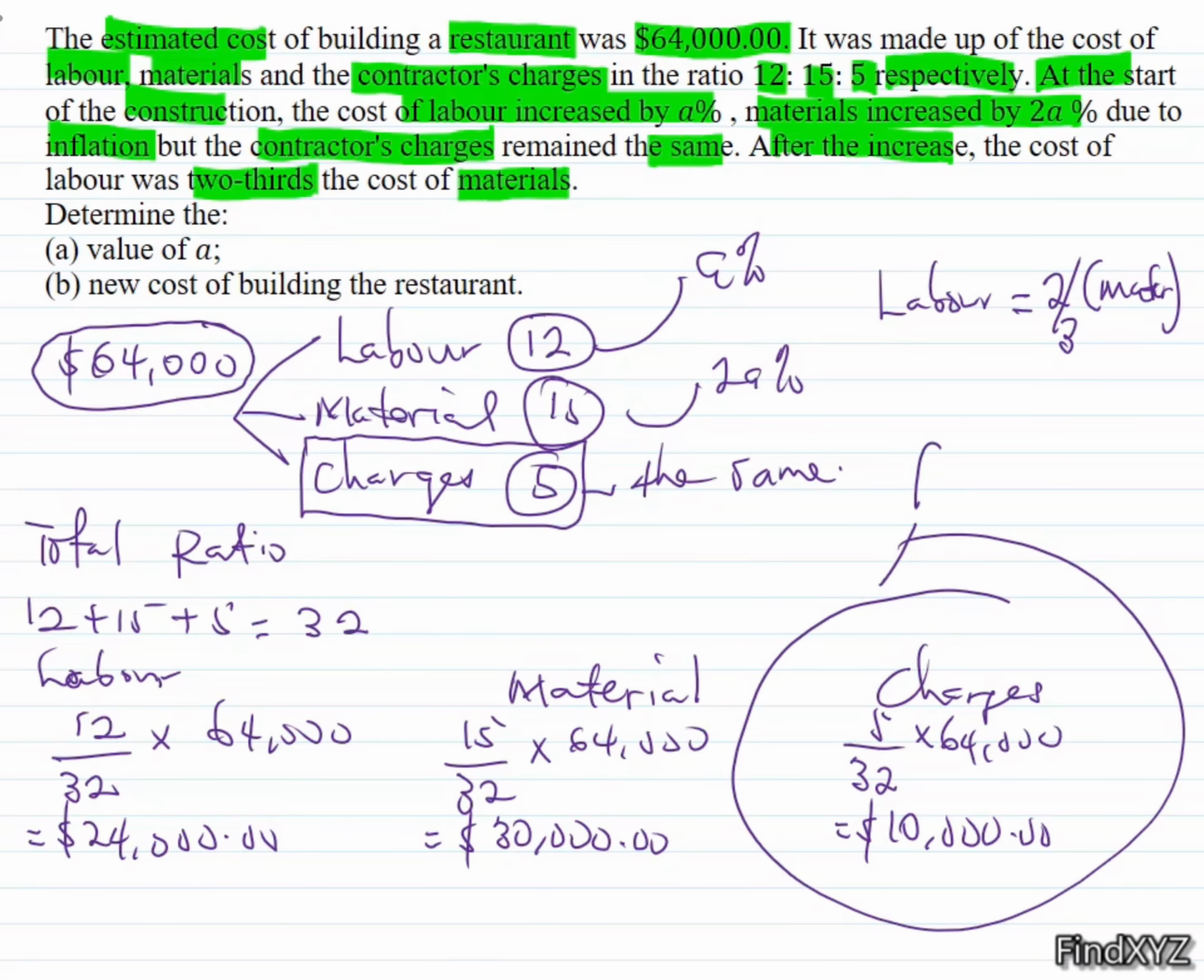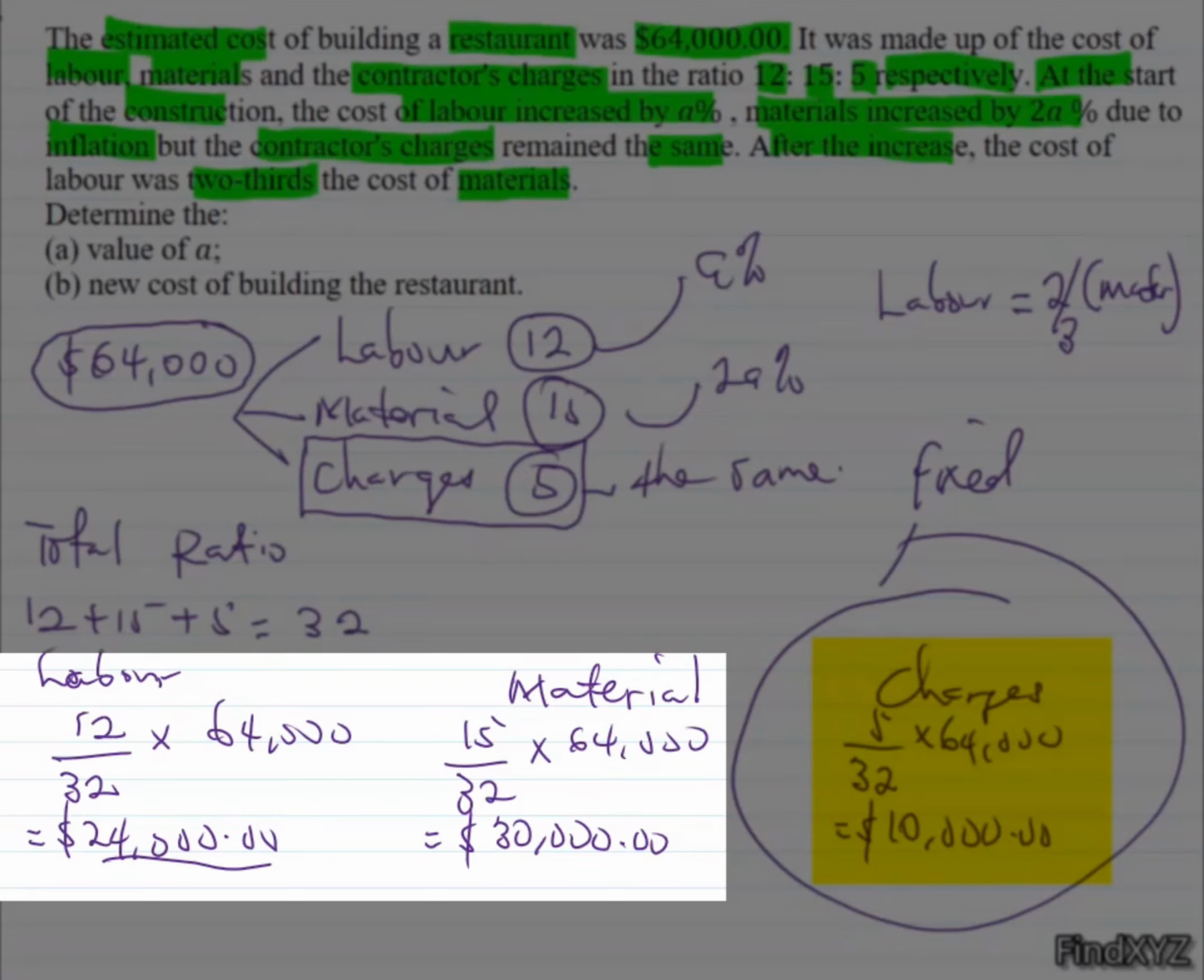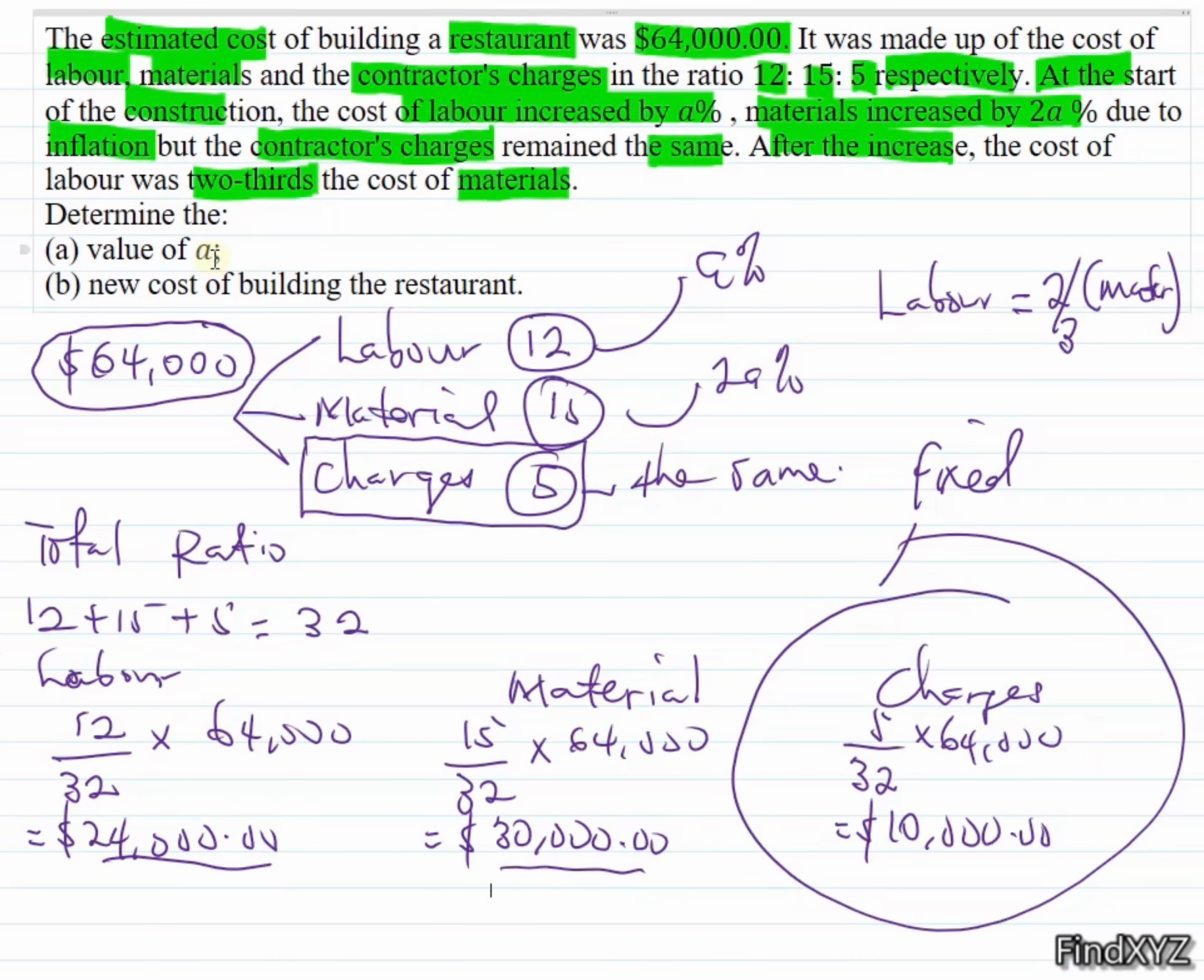However, charges fixed, it is not changing, but this is changing, this is changing. And how is it changing? Labor is going to increase by A%, we don't know that A, and material is going to increase by 2%. So we need to find that. So A% for labor, that is after the inflation. A% for what? Labor, and 2% for material.